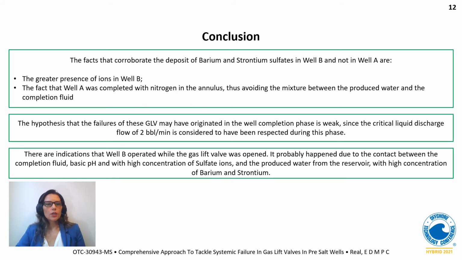There are indications that well B operated with the gas lift valve open. It probably happened due to the contact between the completion fluid, with basic pH and high concentration of sulfate ions, and produced water from the reservoir with high concentration of barium and strontium.